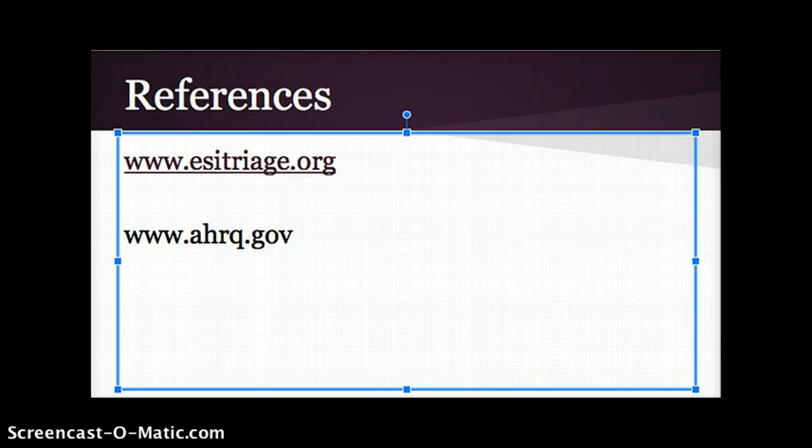You've now completed the module on triage, and I would like you to please complete the self-check practice quiz. You can complete it as many times as possible, and if you have any questions, you can either post them to the discussion board if they are general questions, or you can email me directly. Thank you.